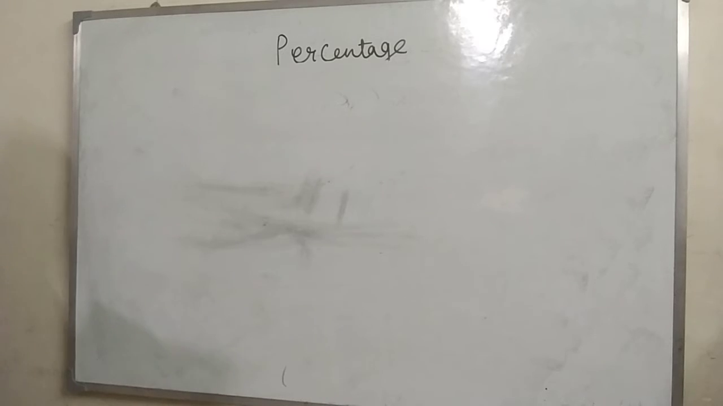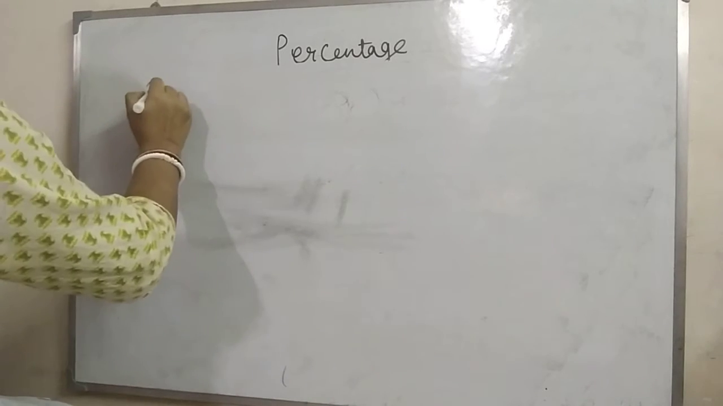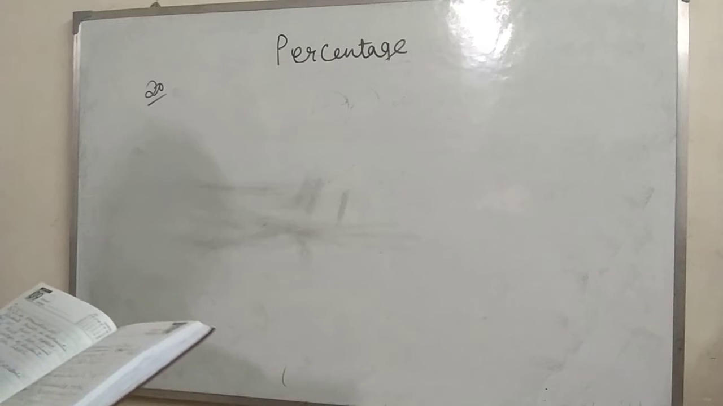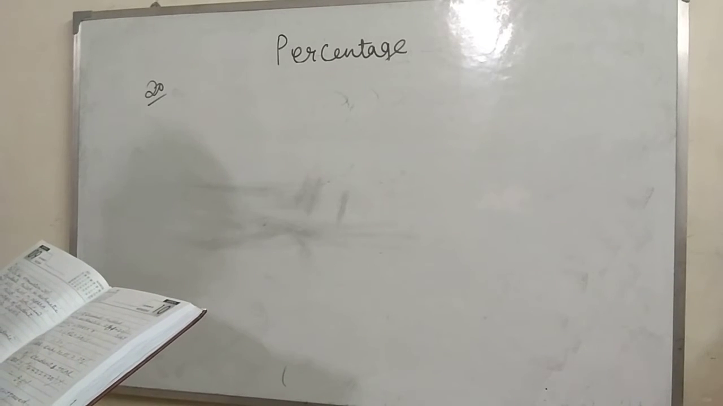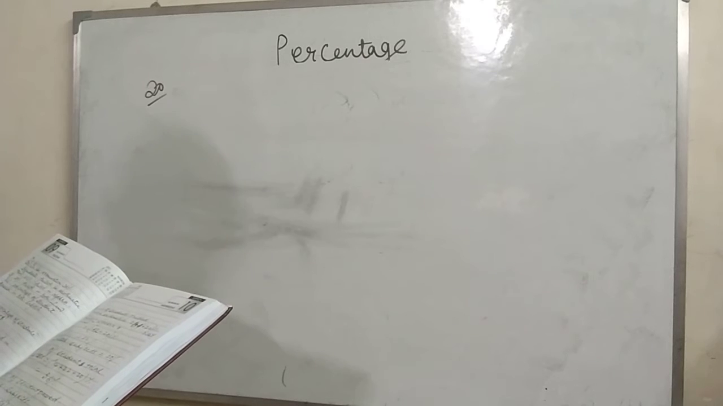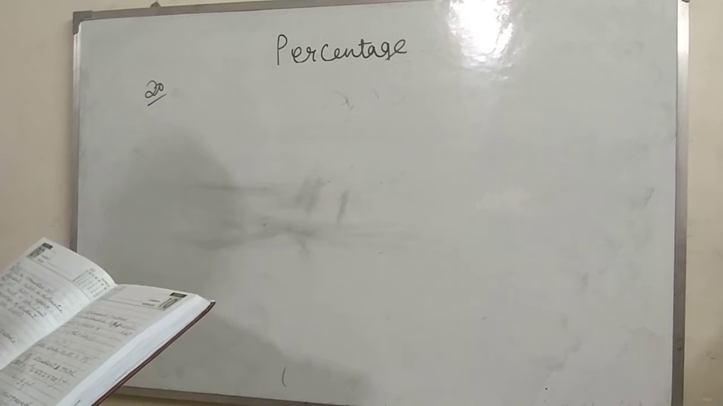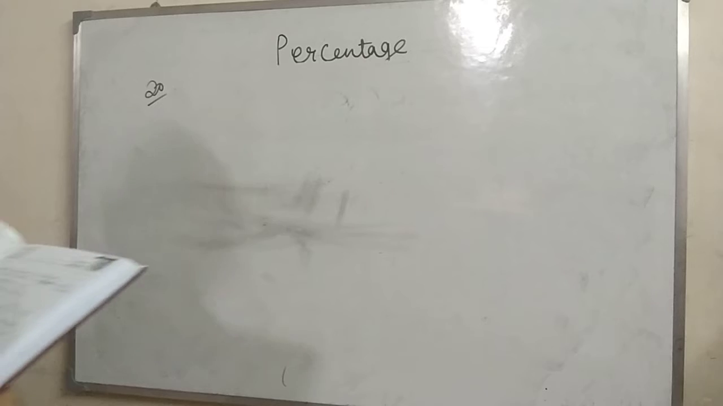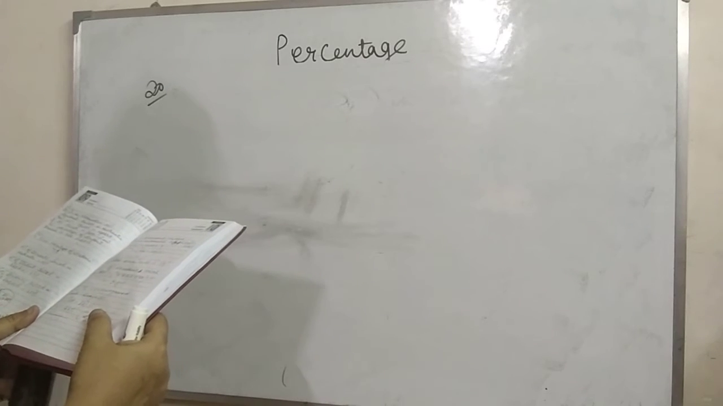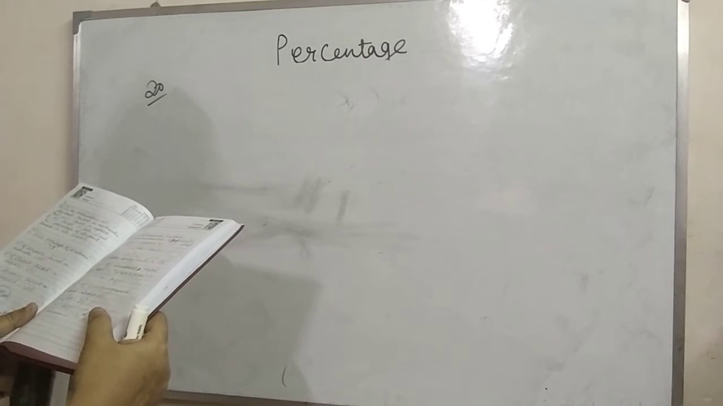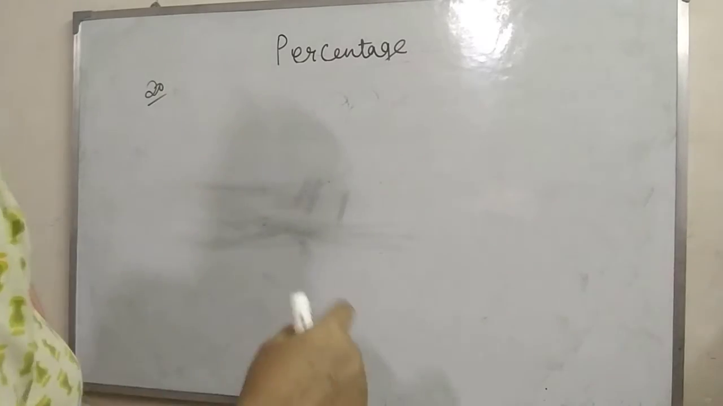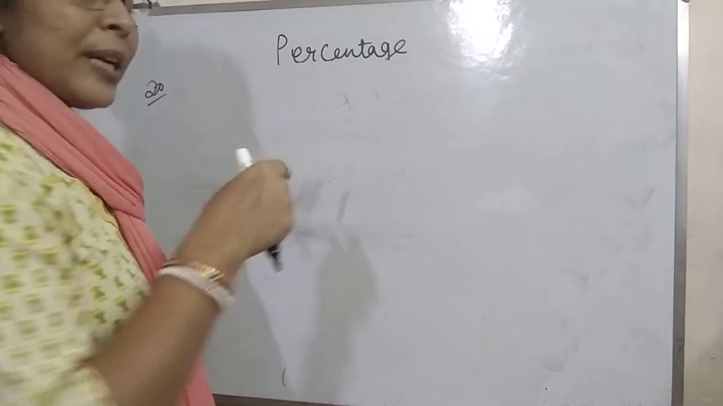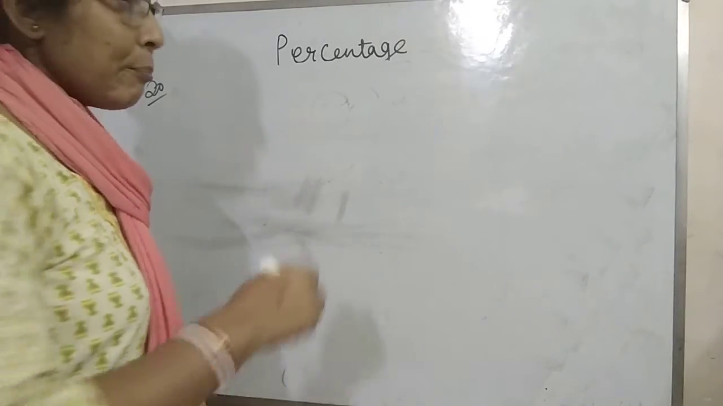Next sum. Sum number 20. In an examination, 34% students failed in arithmetic and 42% students failed in algebra. If 20% students failed in both, find the percentage of students passed in both subjects. Here, I will discuss this sum by Venn diagram.